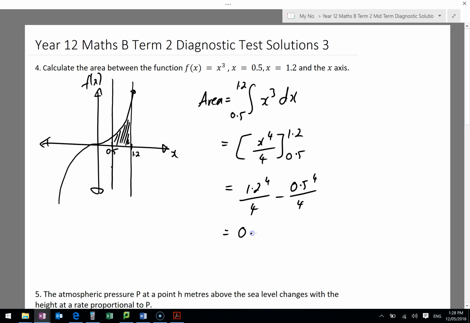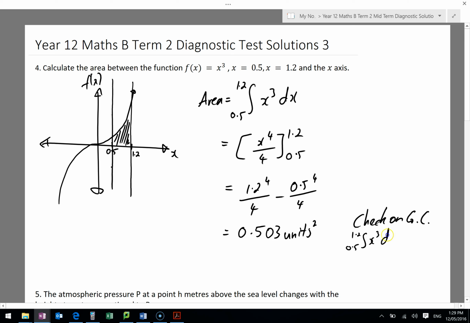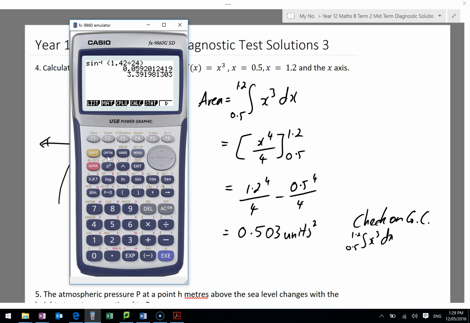Okay, 0.503. And since it's area, it needs some units. Since there's no units there, it's just units squared. If you wanted to do a check on your graphics calculator, just type the integral in. Hopefully we're okay doing that. Options. I want to do some calculus, I want to do an integration. Make my calculator look like yours probably does.